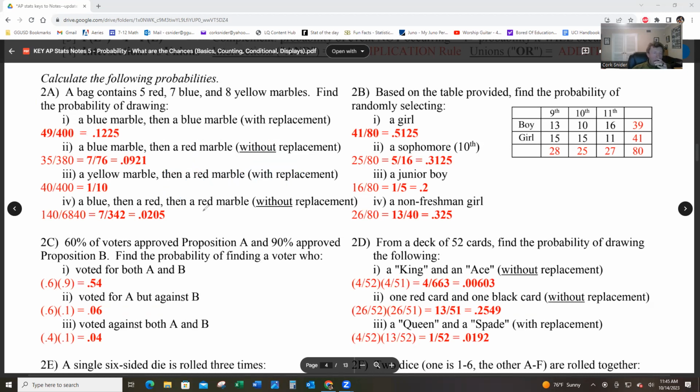Okay. And then the last one, we got quite a bit here to do. A blue, then a red, then a red without replacement. Okay, let me write this out. A blue first. A blue marble will be 7 out of 20, times, and then a red. There are 5 reds, 5 out of 19. Remember, no replacement. Times, and then another red. So because you got a red the first time, there's only 4 left. So 4 out of 18. So you got 20, 19, 18 in the denominator. In the numerator, 7, 5, 4, and that's going to equal this.